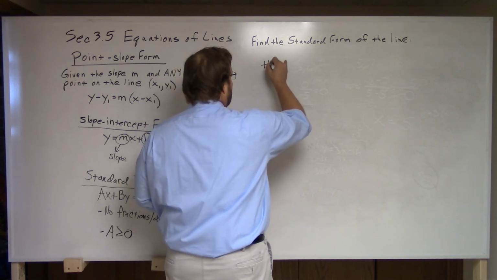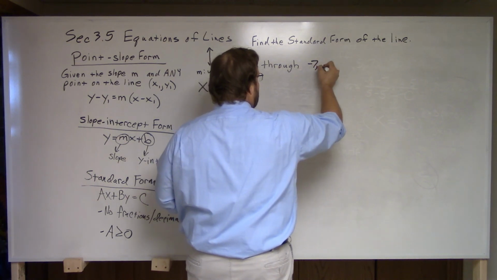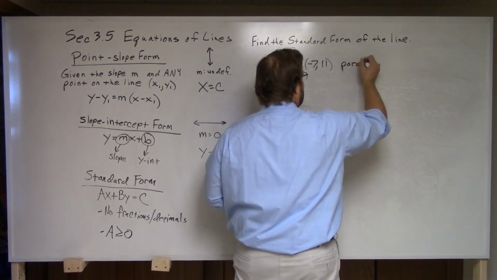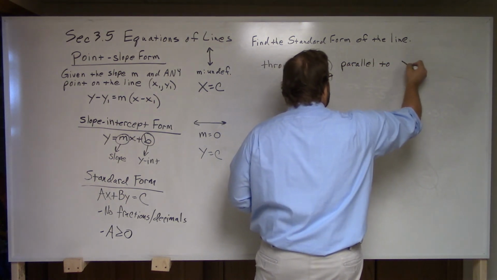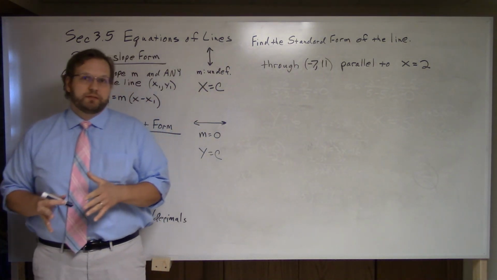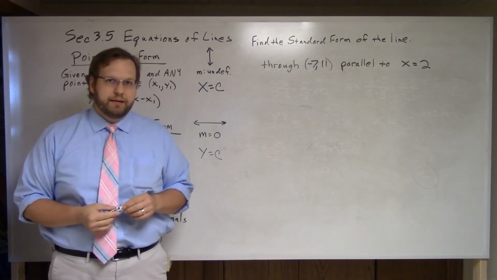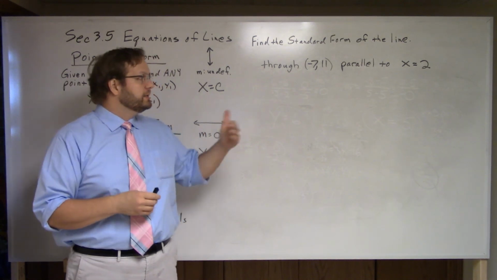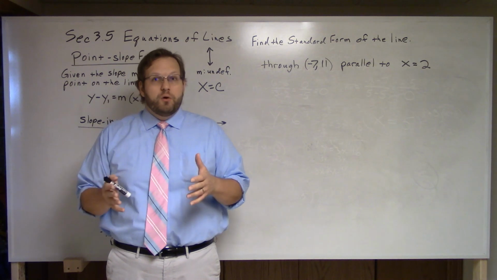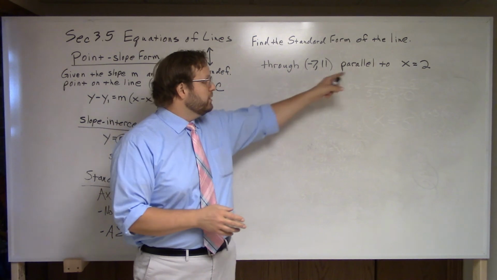So again, I want to find the equation of the line, but it's going to say this. It's going to go through the point, let's say, negative 7, 11, and then you are parallel to x equals 2. Okay, so now we're taking those equations of lines and pulling in that parallel, and it's going to be a perpendicular as well. I'm going to show you an example of that. So if I have parallel to x equals 2, remember what determined parallel and perpendicular. All that was the slope. So by saying they're parallel, they're telling you what the slope is.